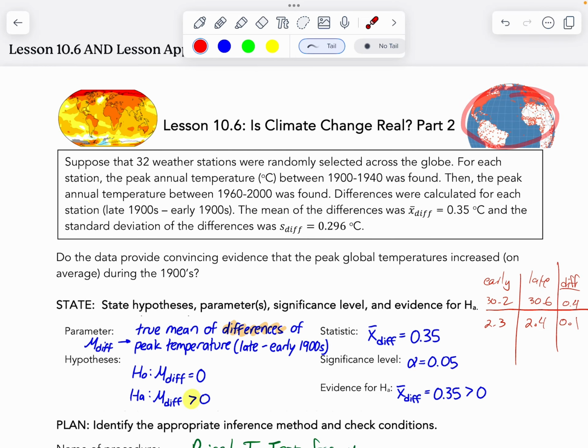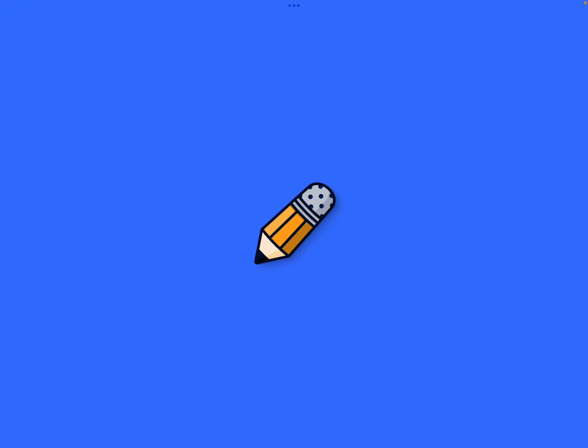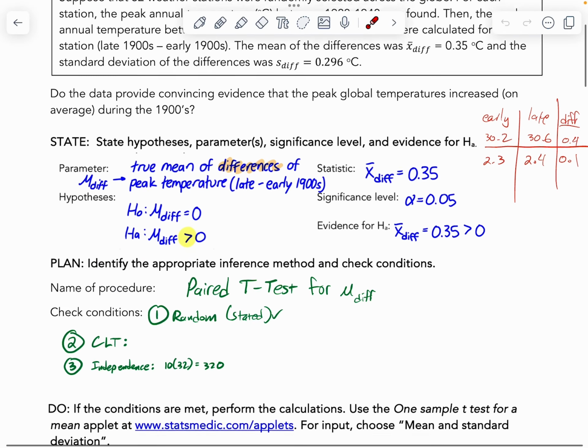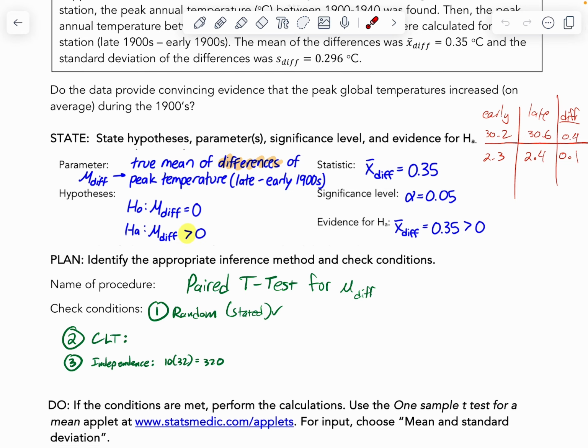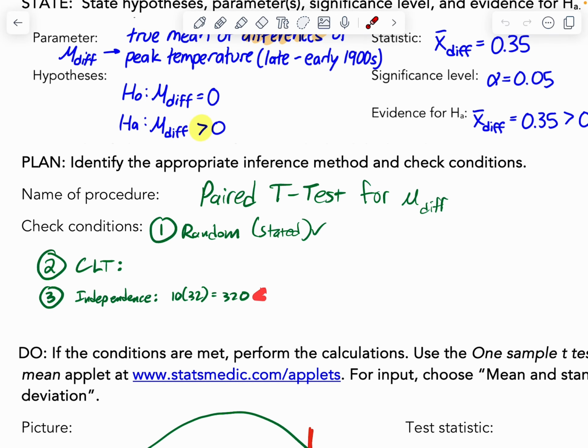See all those red dots on there? There are way more than 320 weather stations in the population on Earth. All right. So we're good.